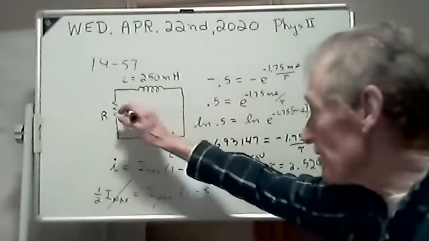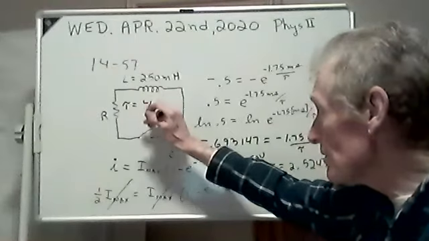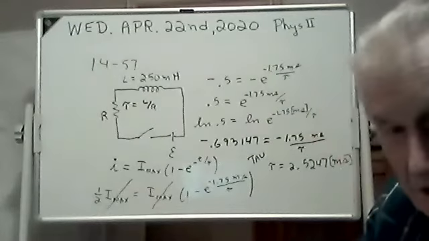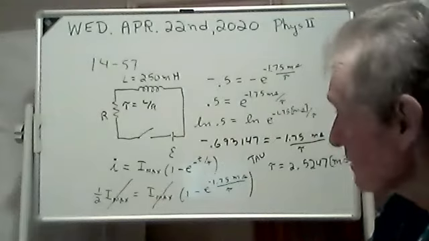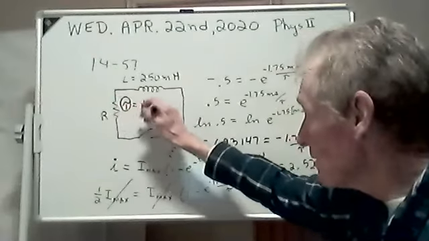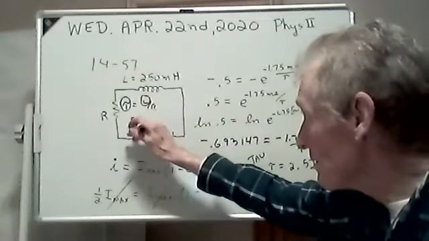Here's some room right in here. Tau is equal to L over R. Remember, L comes before R in the alphabet, so it's L over R. Now if you know tau and you know L, well, you can solve for R. I'm going to do that now.